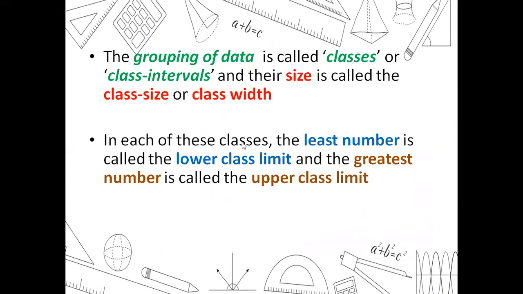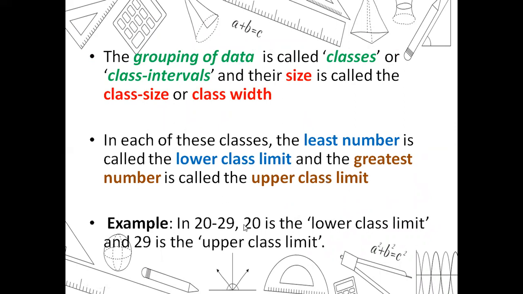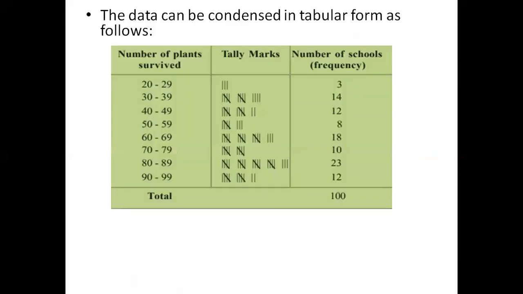Now in each of the classes, we know there will be 2 numbers. One will be small and the other one will be big. The least number we call the lower class limit, and the higher number, that is the greatest number, we call the upper class limit. So we will take the class interval 20 to 29. 20 is smaller than 29, so 20 will be called the lower class limit, and 29 is greater than 20, so we call 29 the upper class limit.